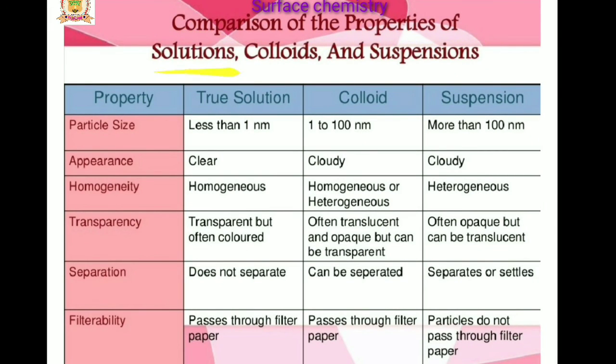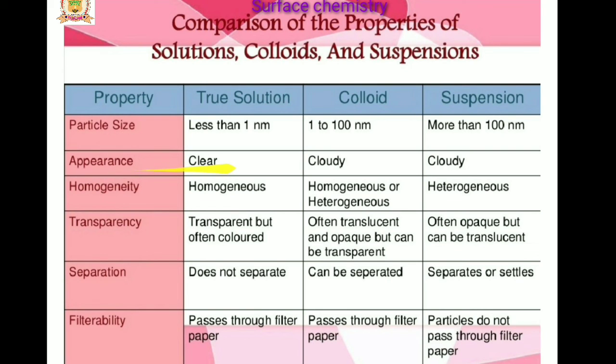Comparison of properties of solutions, colloids and suspensions. Properties based upon particle size, appearance, homogeneity, transparency, separation, filtrability. The particle size is what? In true solution, the particle size is less than 1 nanometer. In colloids, the particle size is between 1 and 100 nanometers. In suspension, particle size is more than 100 nanometers. So the particle size is largest in suspension, then colloidal particles, and in true solution it is very small, less than 1 nanometer.